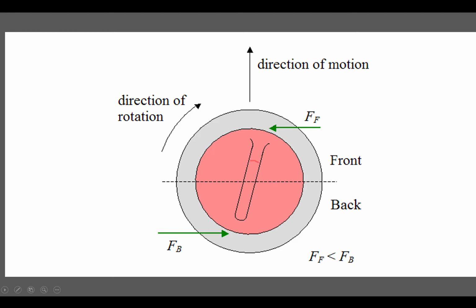At the front half of the stone, the direction of motion is to the right, which means that the opposing force of friction is to the left. At the back half, the direction of motion is to the left, so the opposing force of friction is to the right. Importantly, the amount of friction at the front and the back are not equal.